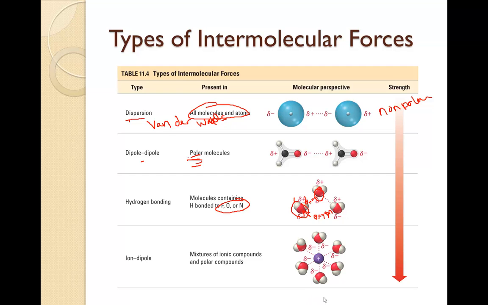The ion dipole is if you have an ion here, let's say this is sodium inside, and then all these oxygens around it are attracted to it because they're partially negative. So once again, it's the positive to negative interactions with all of these: the partially negative to the partially positive to the partially negative.